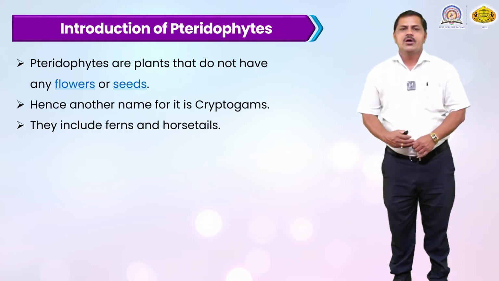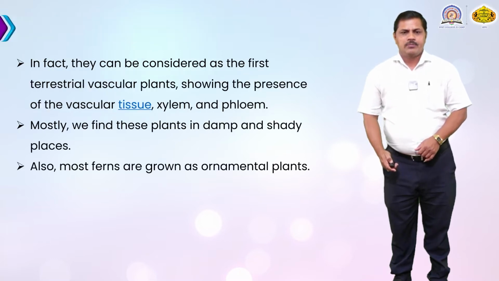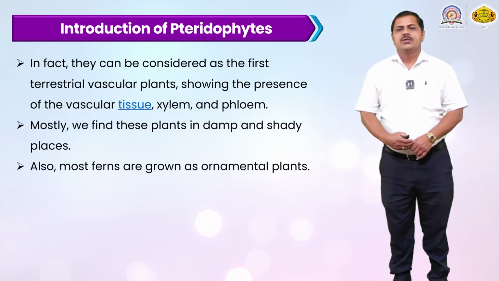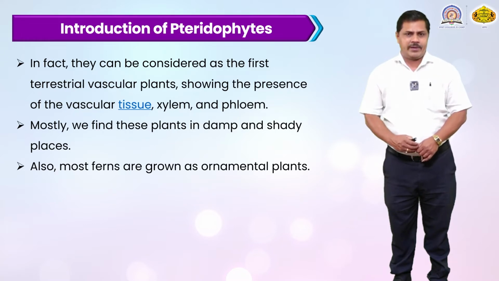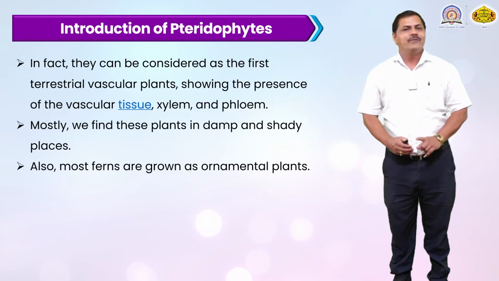Crypto means non-flowering and non-seeded plants. They include ferns and horsetails. There are many species of ferns and horsetails, including Selaginella. Another fact about pteridophytes is that they are considered the first terrestrial vascular plants, showing the presence of vascular tissue, meaning conducting tissue is present.